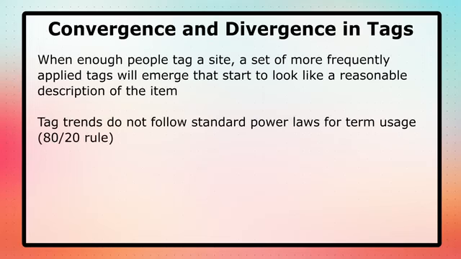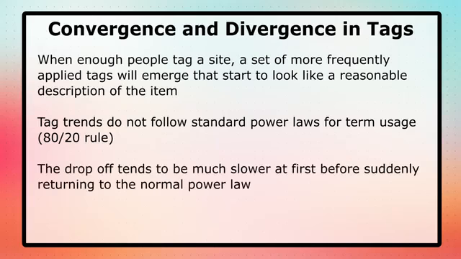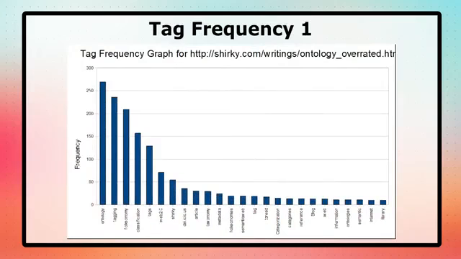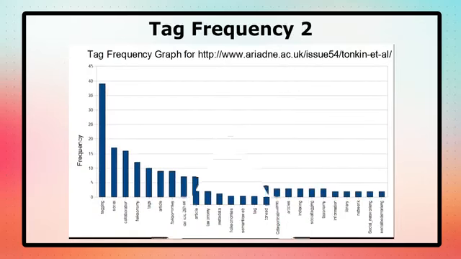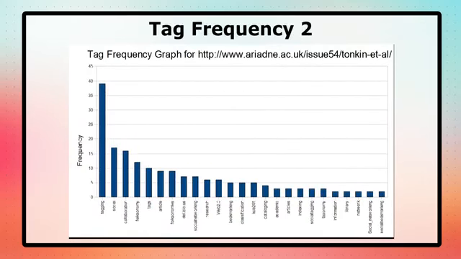Tag trends do not follow standard power laws for term usage, that is the 80-20 rule, which we see in scientometrics, particularly Bradford's law. The drop-off trend is much slower at first before eventually returning to the normal power law. In the tag frequency curve graph, from high frequency to low frequency, the result is an asymptotic curve, an exponential decay type curve.